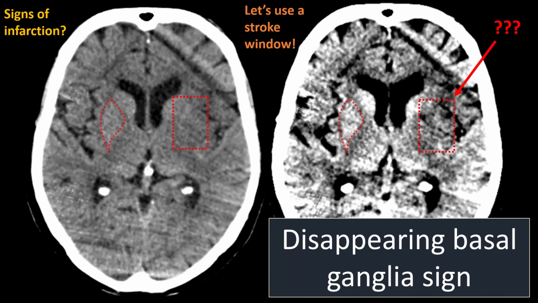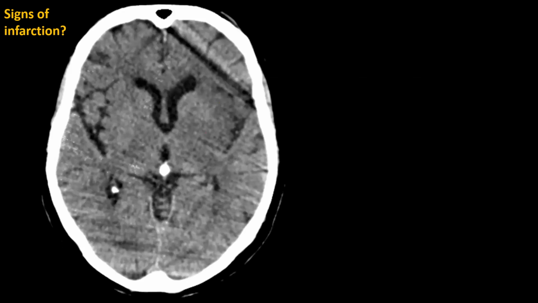The disappearing of the basal ganglia is called the disappearing basal ganglia sign, and you should definitely always check your basal ganglia in a patient suspected of having an ischemic stroke, especially if the patient has symptoms that would fit a middle cerebral artery infarction. And I already mentioned it, also look at your insular cortex.